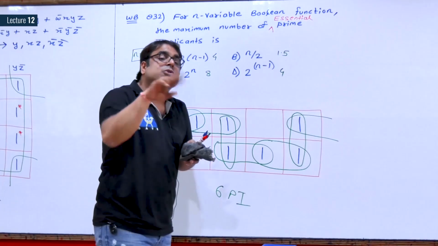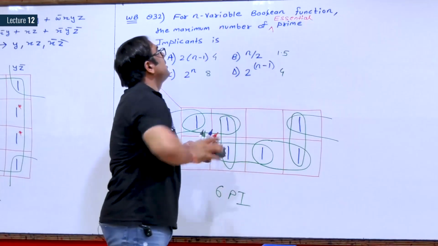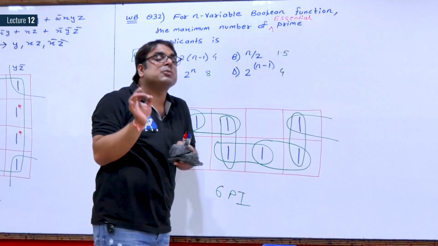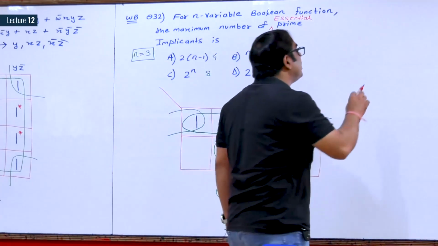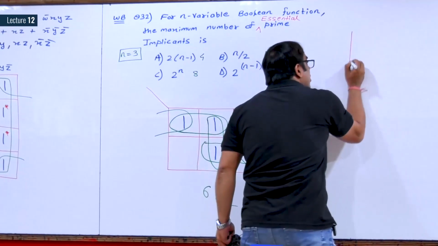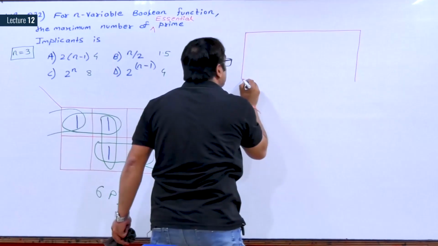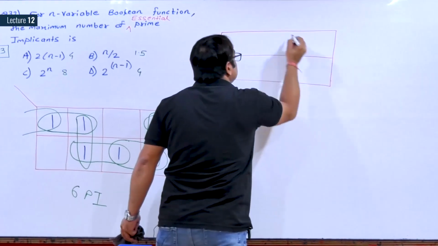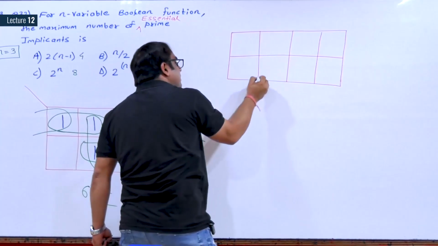Now, solve this question again as if the question is maximum number of prime implicant. Solve the same question for maximum number of essential prime implicant.